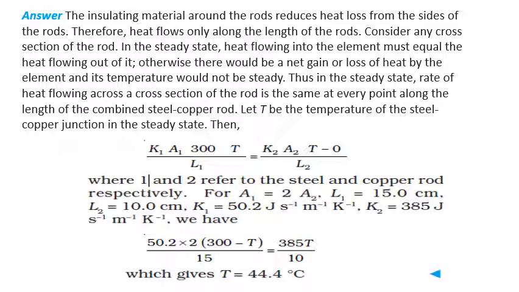Let T be the temperature of the steel copper junction in the steady state. Then by applying the steady state condition and by putting in all the values given to you, you can find out the temperature, and that will be 44.4 degrees Celsius.